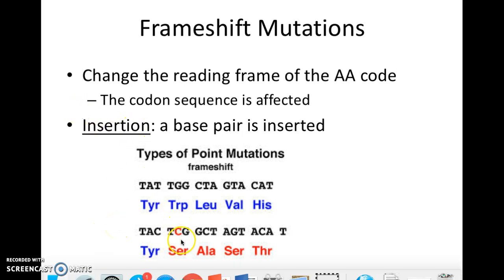Continuing, insertion. Insert a base. That kind of screws everything up.